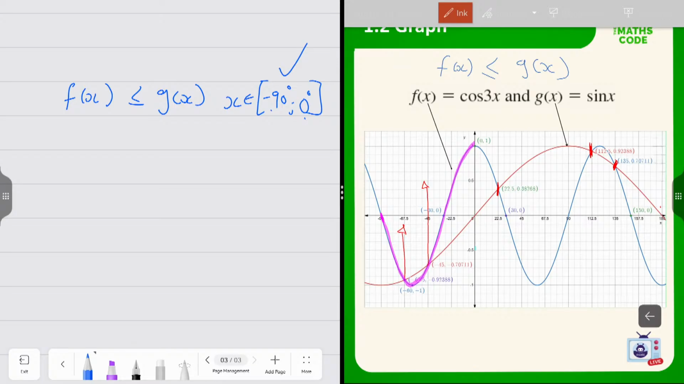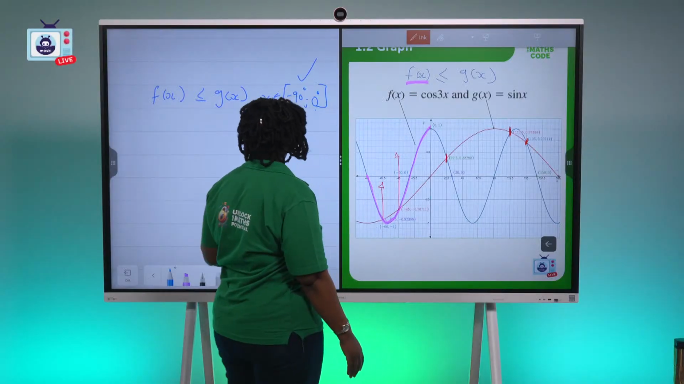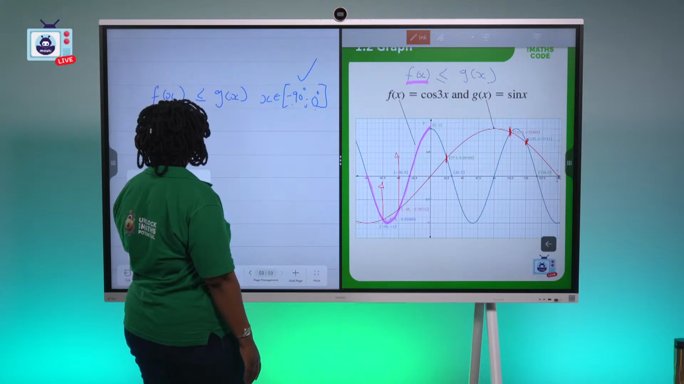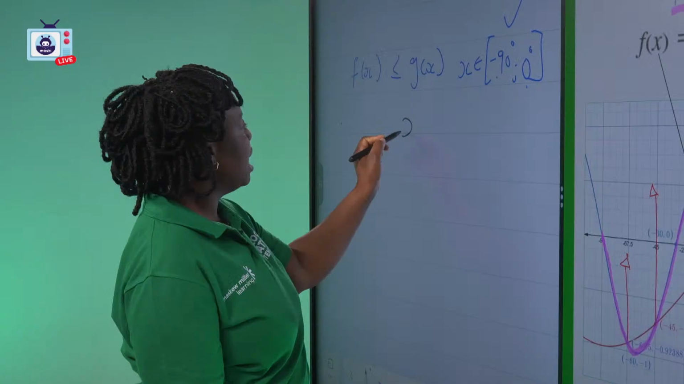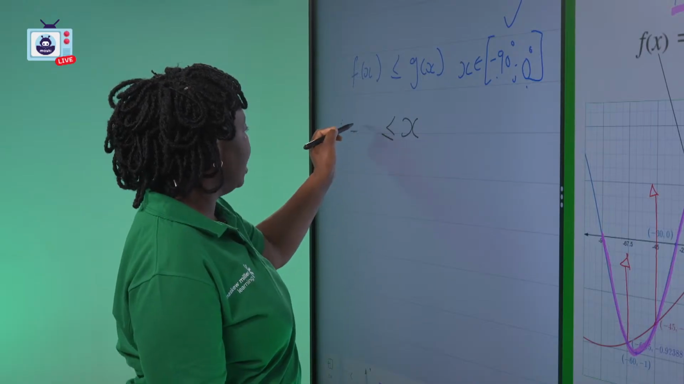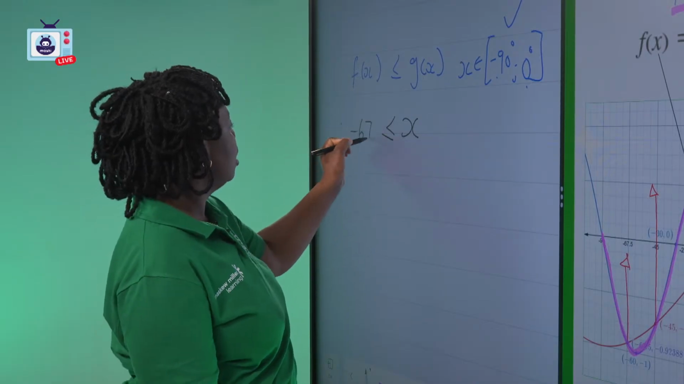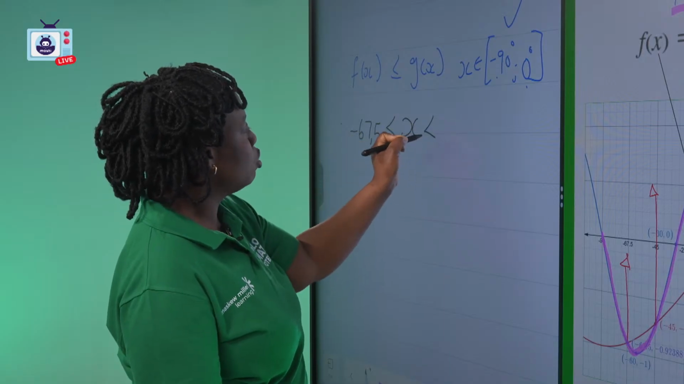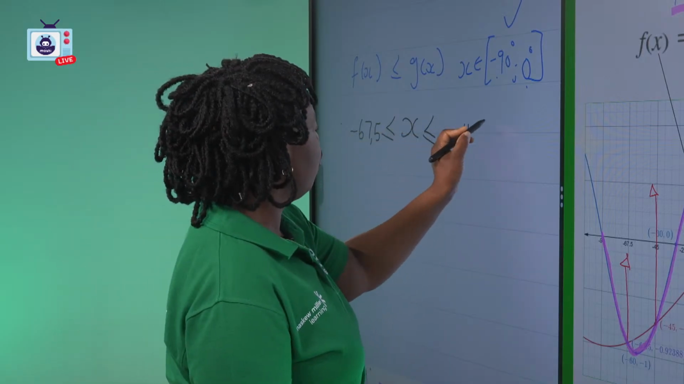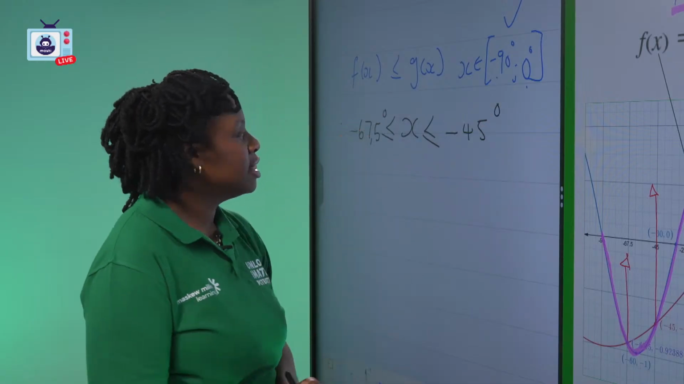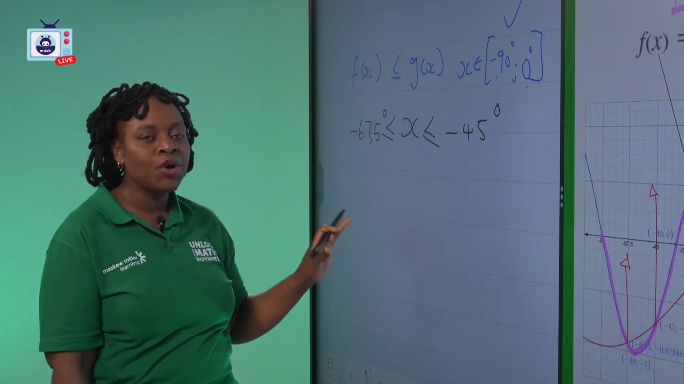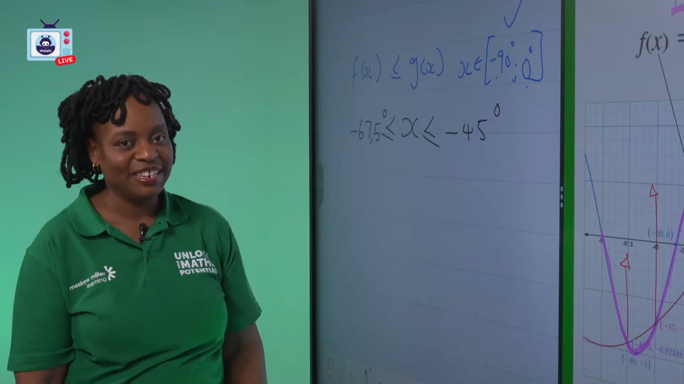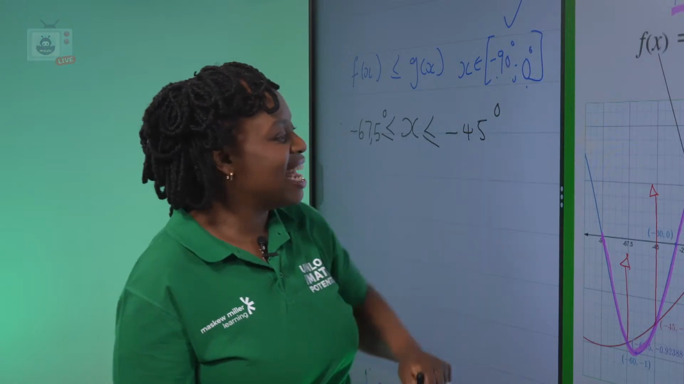So if you check, you can see that the only place that f of x is actually below g of x, it is from -67.5 up until -45. So how do we write that? We don't really have to do anything much. We just come and say that means x will be greater or equals to -67.5 and also less or equals to -45. Remember, these are angles, then they will be in degrees. And this is how we crack the graph code. All right, so this is how we actually get this one right.